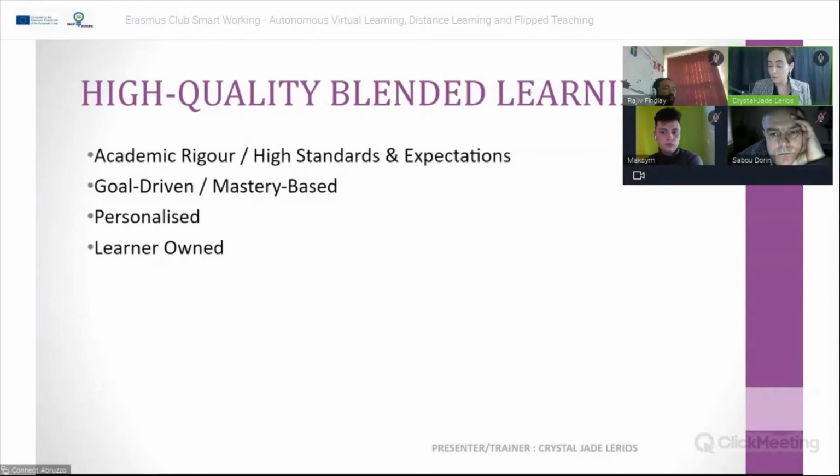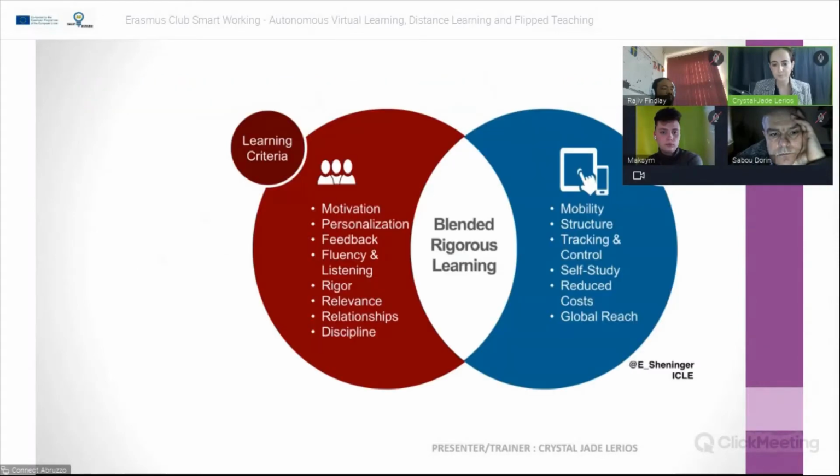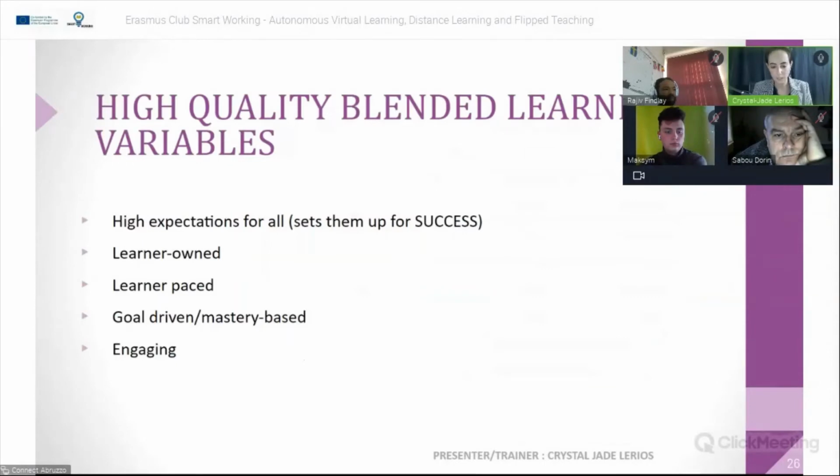High quality blended learning is also personalized and learner-owned. Next slide. And it includes all of these lovely things, which I'm not going to spend time on because we don't have a lot of time, but we will give you this slide as well. Next slide.